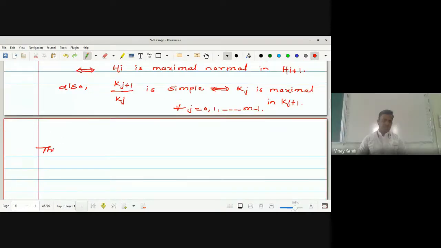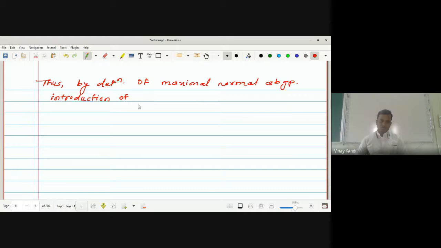So look at this one statement. Thus, by the definition of maximal normal subgroup, the introduction of any other normal subgroup in between Hi and Hi plus 1 is not possible. Is it correct?